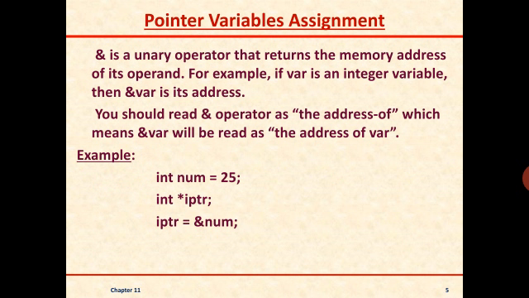Example, let me show you. Int num is equal to 25. Earlier same example I am considering. Again I am declaring one pointer variable as IPTR. Then IPTR is equal to ampersand num. I should pronounce it as address of num is stored inside IPTR.